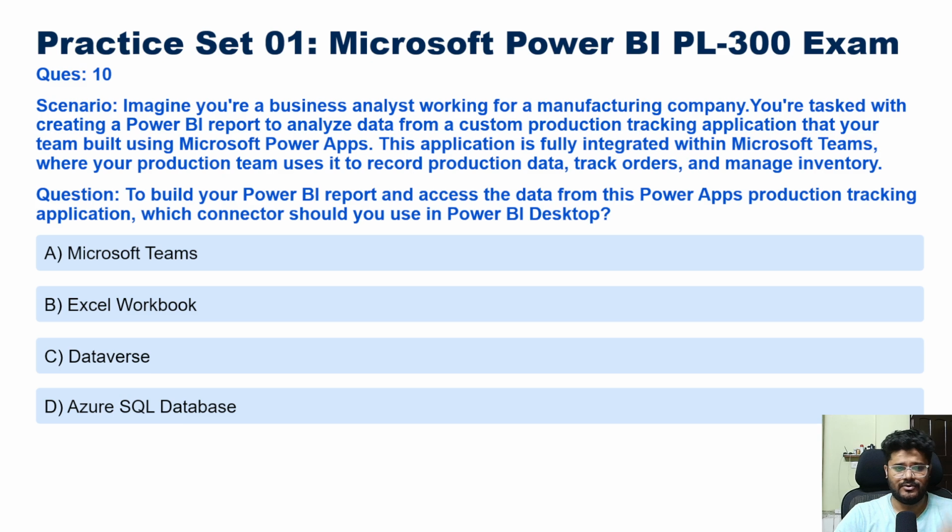This is a scenario based question. Imagine you are a business analyst working for a manufacturing company. You are tasked with creating a Power BI report to analyze data from a custom production tracking application that your team built using Microsoft Power Apps. This application is fully integrated within Microsoft Teams, where your production team uses it to record production data, track orders, and manage inventory. So, the question is to build your Power BI report and access the data from this Power Apps production tracking application. Which connector should you use in Power BI desktop?